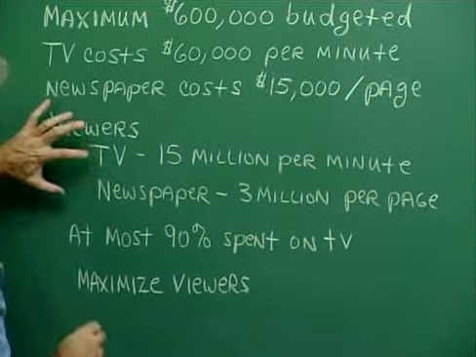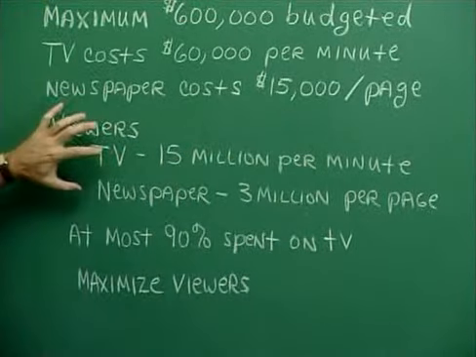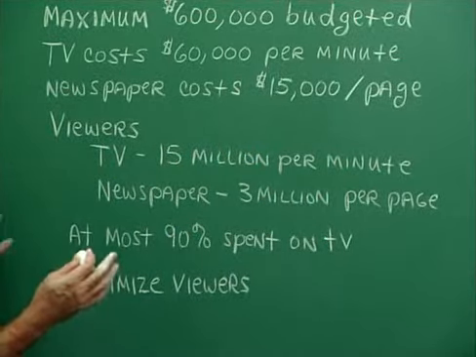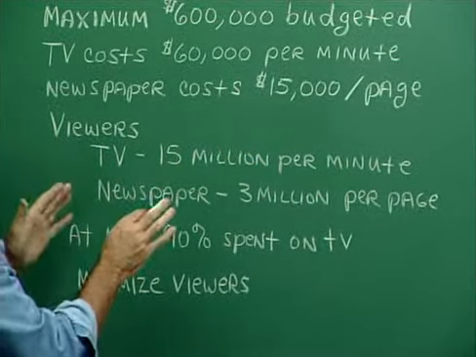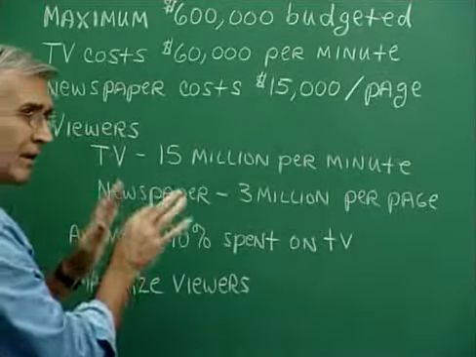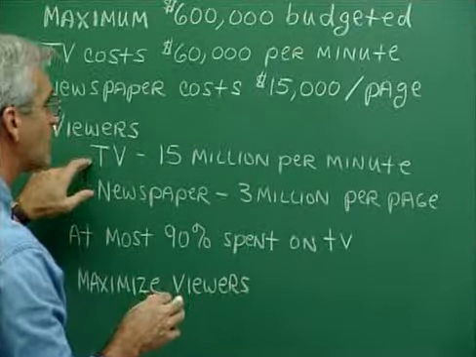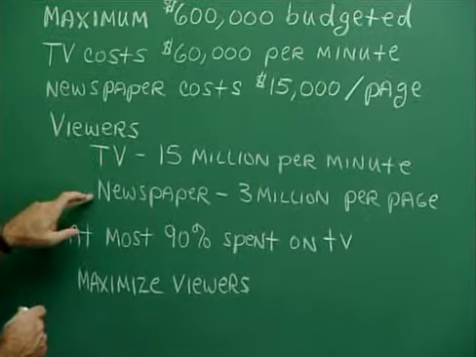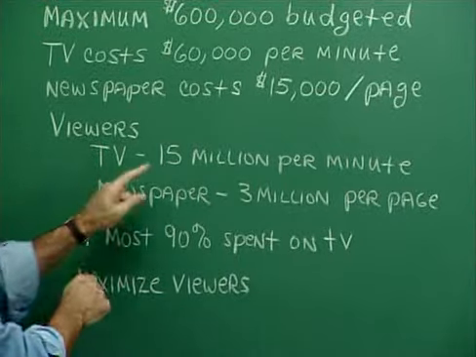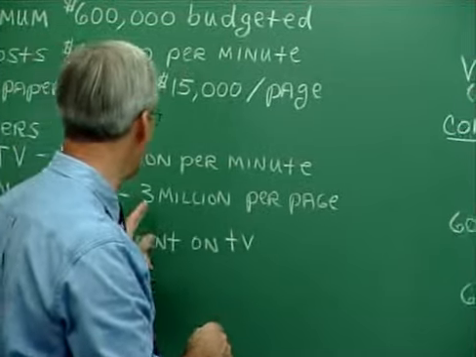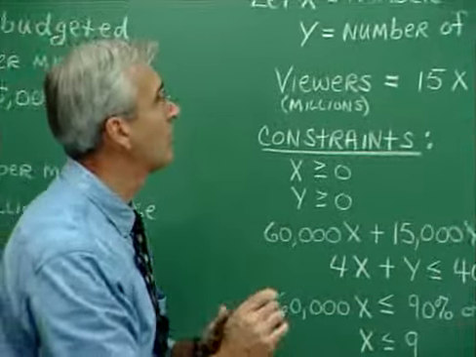As soon as we hit this viewer information, we could have stopped right there and made our objective function. All we need is some kind of relationship having to do with TV time and newspaper pages. And so we need some kind of variable to stand in for the television minutes and the newspaper pages. Let's let X stand for the TV minutes and Y stand for the newspaper pages, and boom, we have our equation.